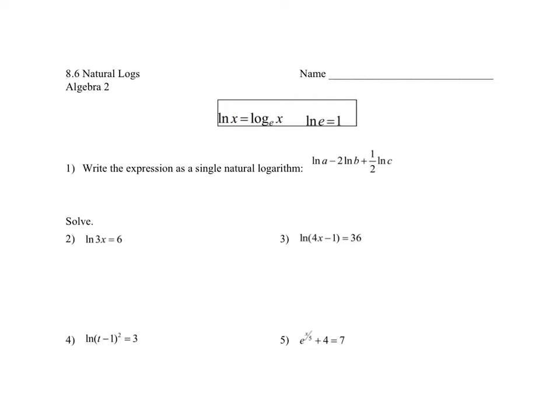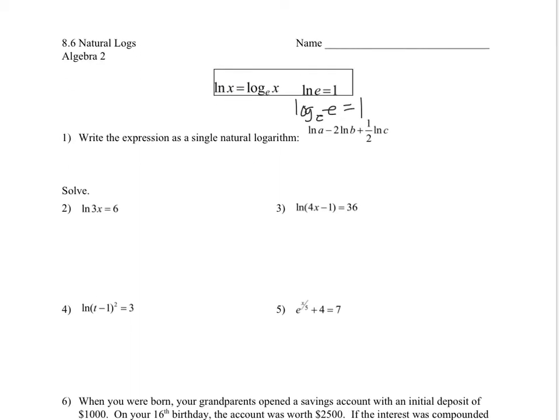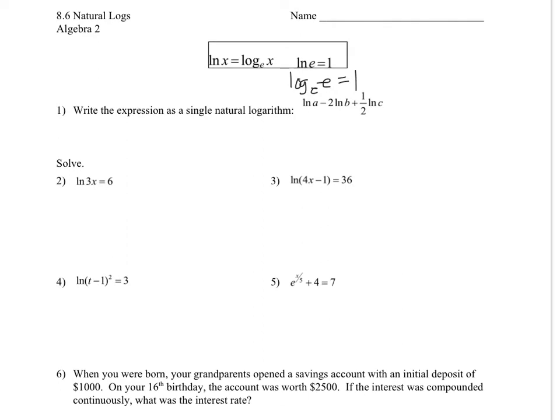So if you have the natural log of e, this is the same thing as writing log base e of e, because that's what natural log is. What does it equal? 1. That's 1 because e to the first power equals e. So log base e, we're going to rewrite as just natural log of x. Natural log still has the same properties as properties of logarithms.